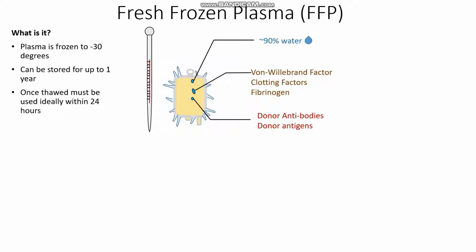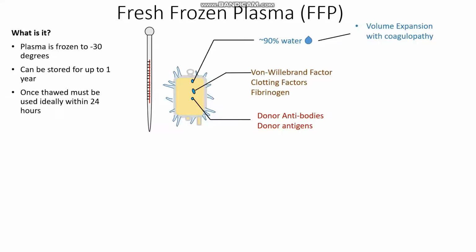Well, let's have a look at, again, how what it's made of links into what we use it for. We know it's 90% water, and therefore we can use it to replenish some of the water, or some of the liquid volume, that we may have lost in an acute bleed. Especially if our patient has had hypotension, which is low blood pressure after a bleed, we can use FFP to bring their blood pressure back up.